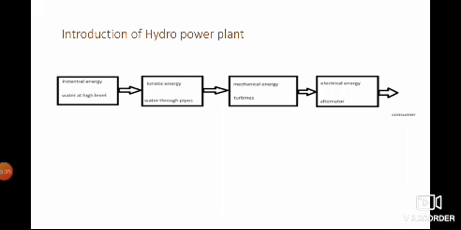Here we clearly understood how the energy conversion happens. Water at a high level has potential energy. That potential energy is converted to kinetic energy as water flows from upstream to downstream. Then that kinetic energy is converted into mechanical energy in the turbine, and the mechanical energy is converted into electrical energy by the alternator.